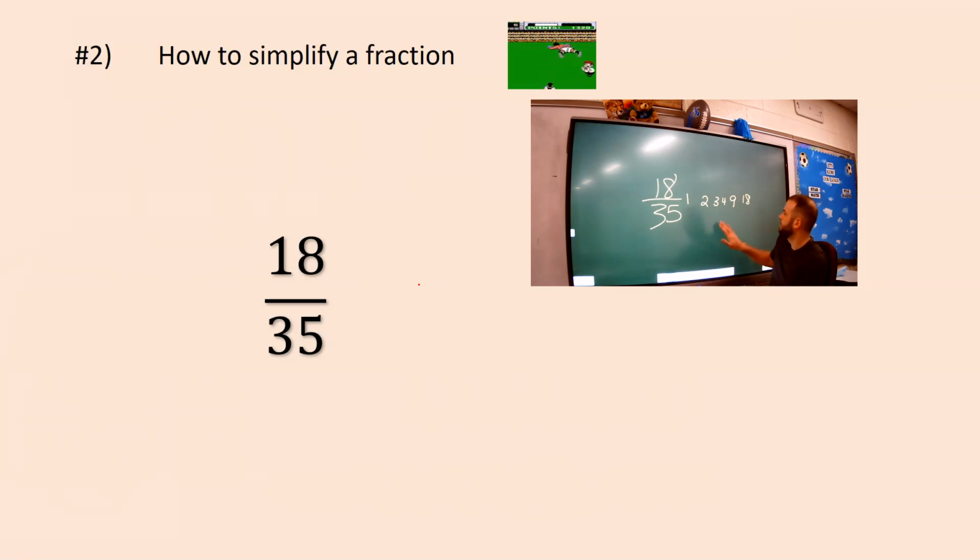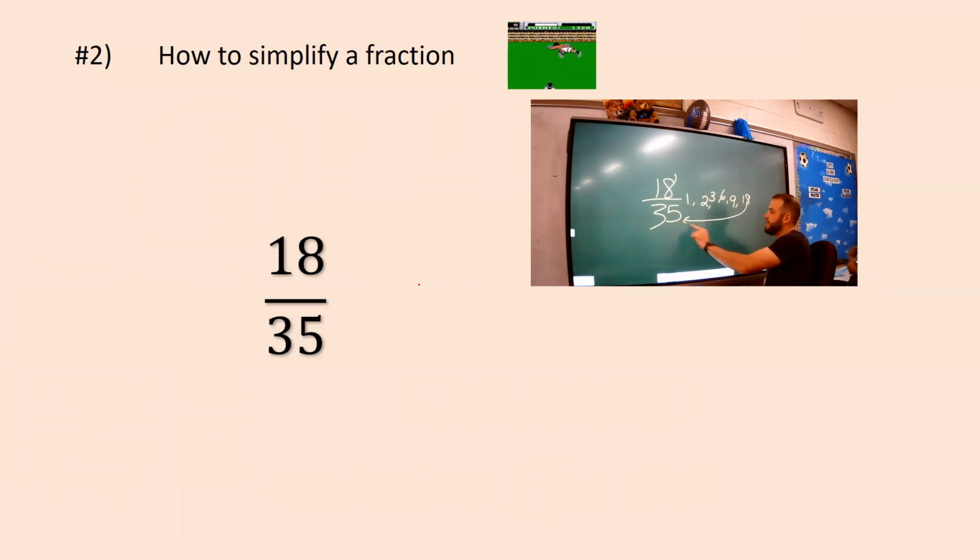I lied. 3. How many 3s make 18? 6. And then 4, no, 4 doesn't go into it. So those are all my factors of 18.